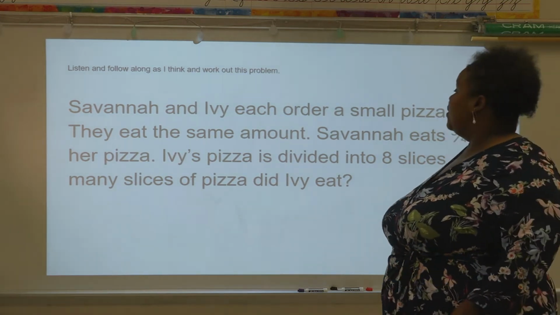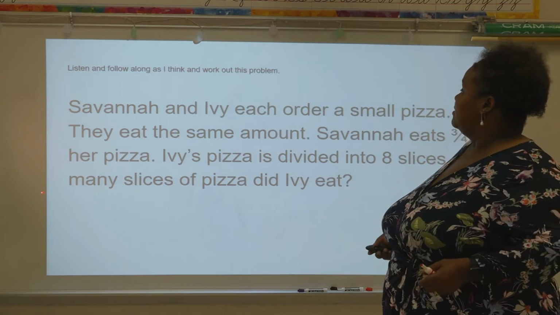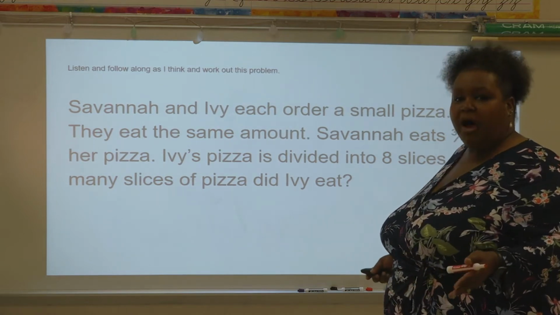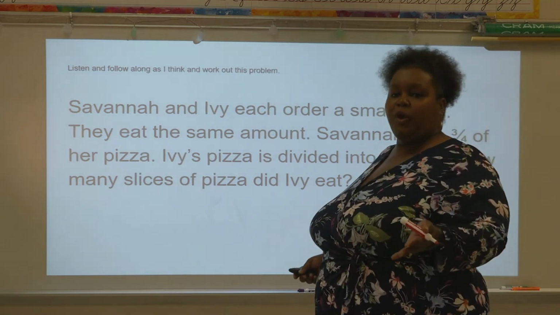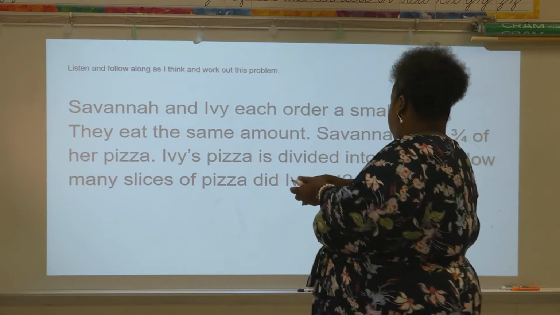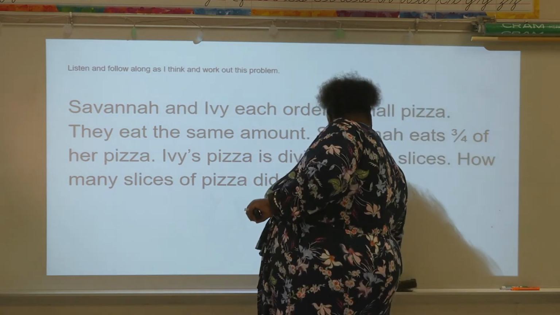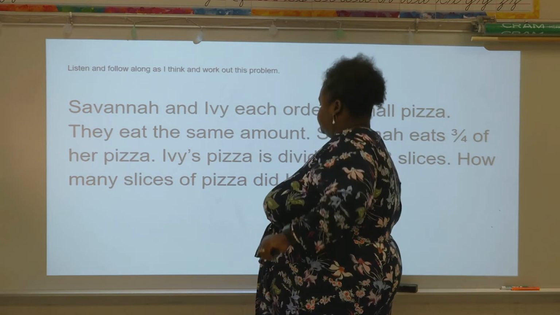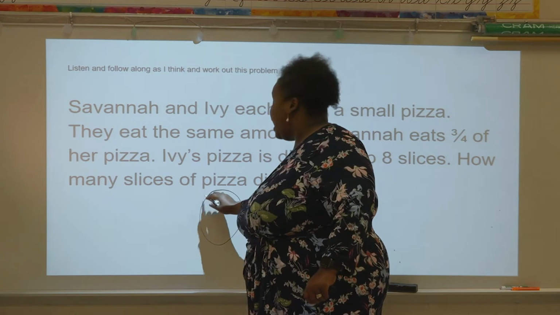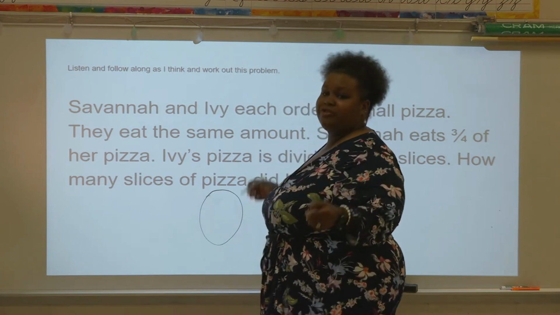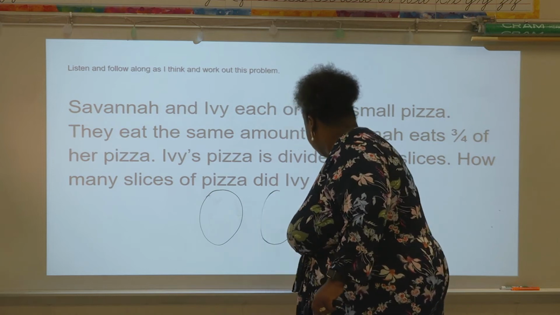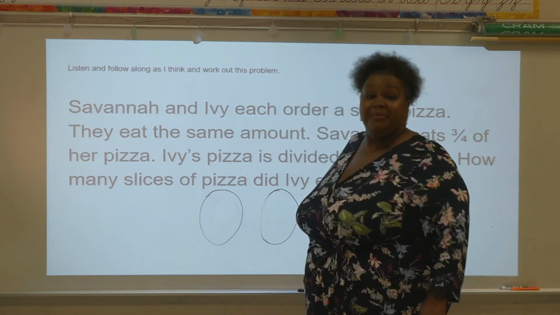Okay, again, we're comparing Savannah and Ivy's pizza. Now I want to draw a model to go with this. I think a model would work. Since we're talking about pizza, I think circles would work perfectly. I'm going to try to draw them the same size, but Miss Sharkley is no artist. I think I got them pretty close.